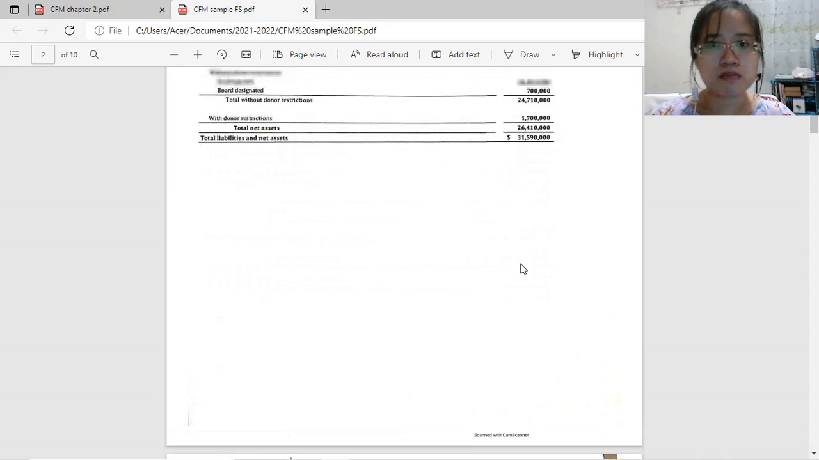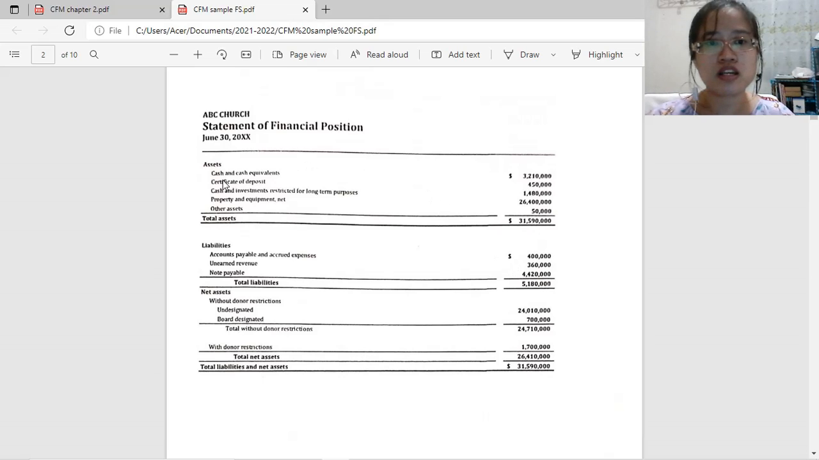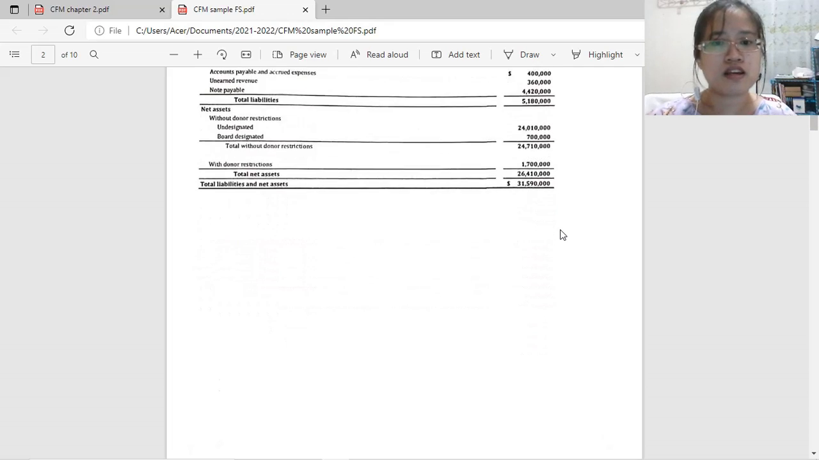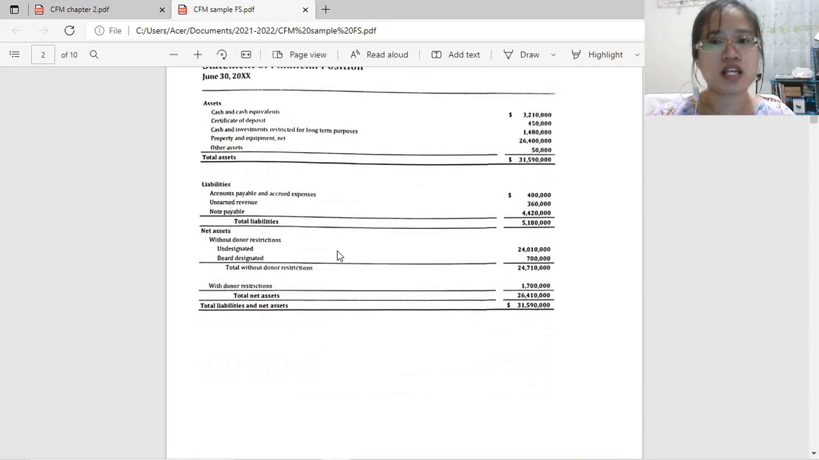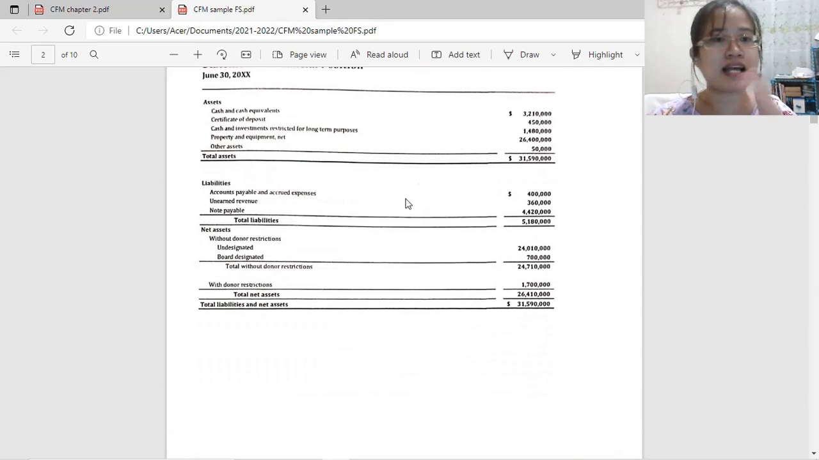So that's an example. Here you can see the liquidity of the company. How much cash do they have? And this is for a given point in time, and normally this is for the last day of the year, at the year end.